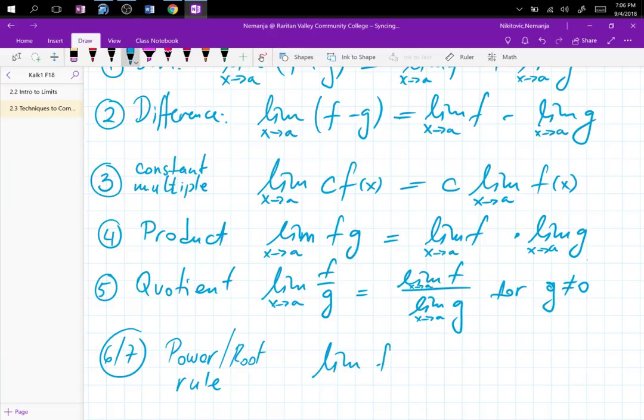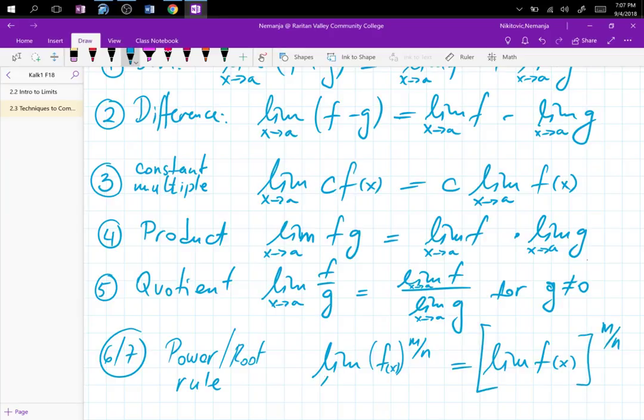And it says if you have the limit of the function f of x, which is raised to any m over n exponent, so guys, square is fine, cube is fine, but square root is also fine, you can take the limit of the function first and then raise everything to that m over n.